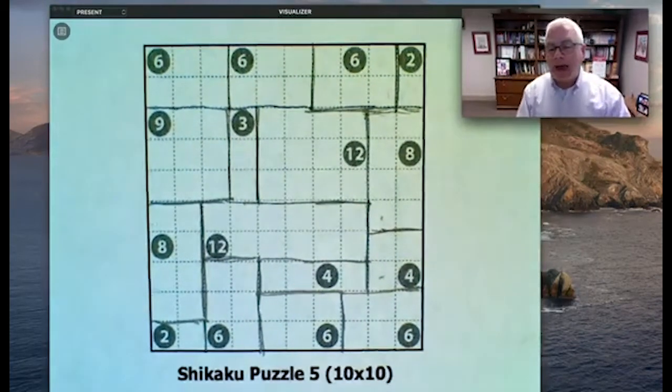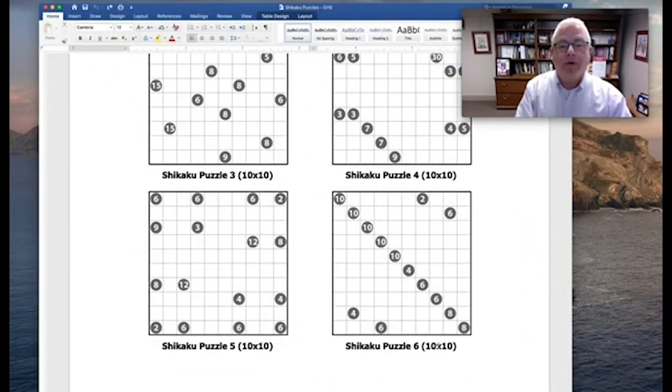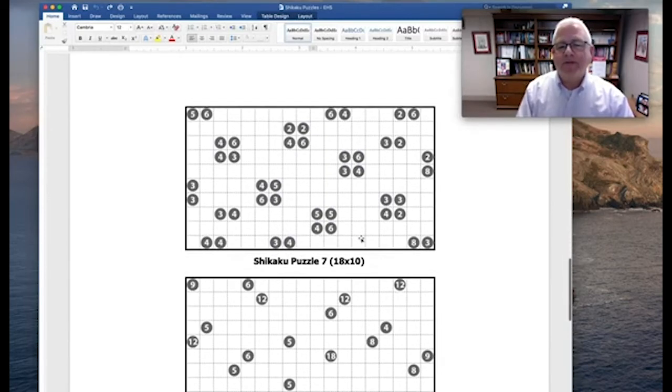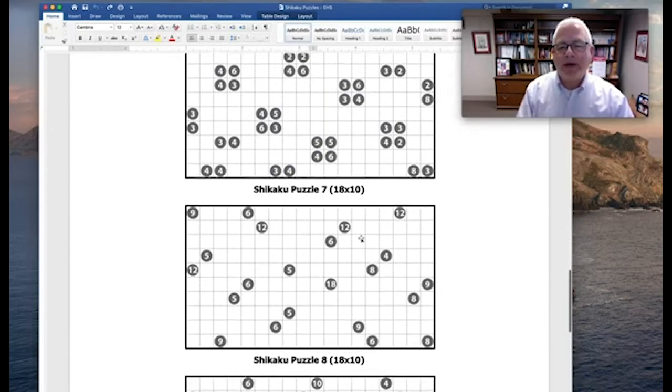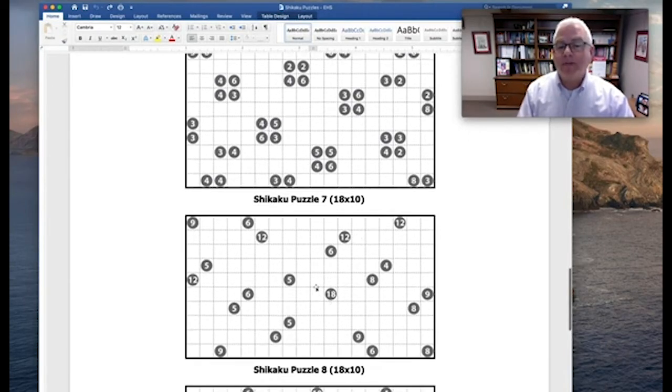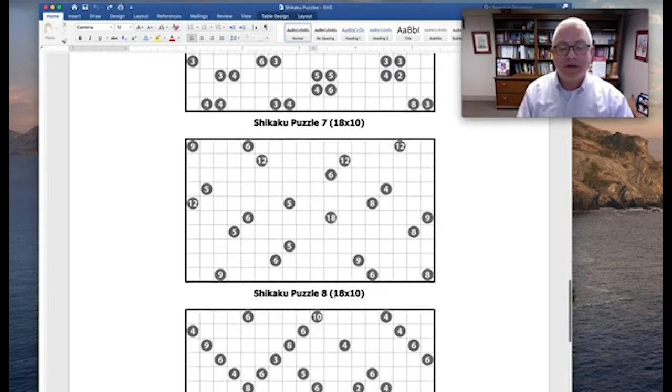What I've included in the packet are a number of other puzzles for you, a number of other 10 by 10 puzzles, including one of my favorites, puzzle number 6 with this string of 10s along this major diagonal. It's got 5 10s there. It'll be fun to try to figure out how to get those to fit in there. I've got some larger puzzles that are 18 by 10 puzzles, and once you get some larger grids like this, you can also include some larger numbers like this 18 that you'll see in here.